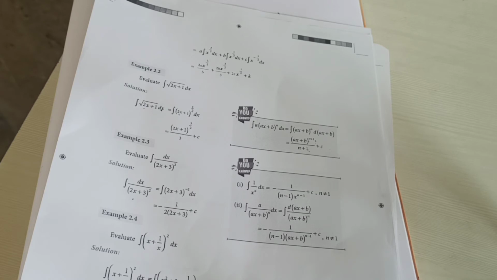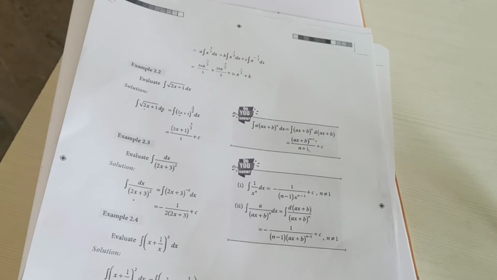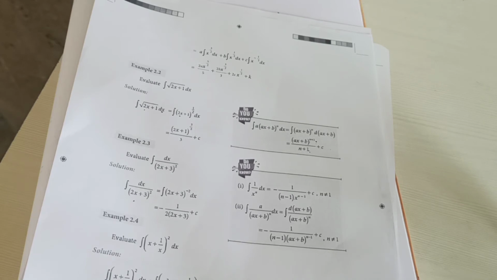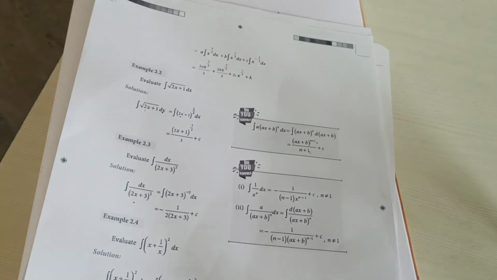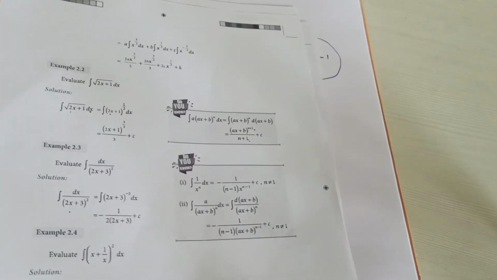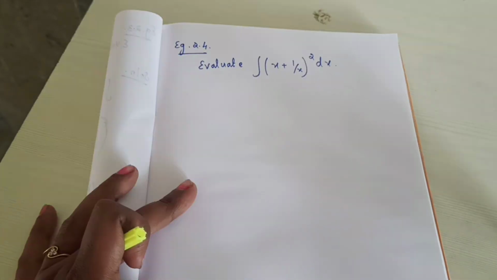Just go through them, maybe in one-word questions there is a chance to ask. Simply they will ask integral of 1 by x power n dx is equal to what's the answer. Then integral of a by (ax plus b) the whole power n dx is equal to what's the answer. So sometimes there is a chance to ask, because of that don't leave it. Please go through, no need to take it to your notes. You can learn from the book itself. Only the first two formulas I explained, the integral of x power n dx and the integral of (ax plus b) the whole power n dx, those two formulas alone you can take to your notes. Understand? Okay, one more problem we can do in this class, that is example 2.4.